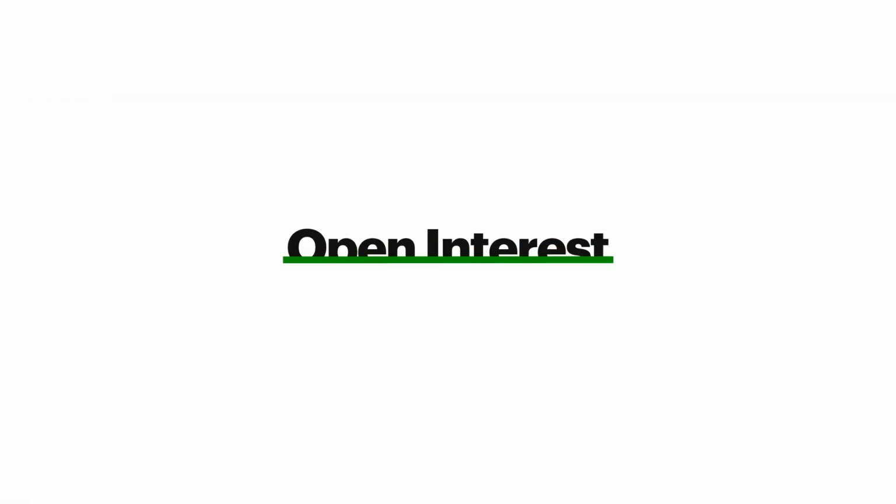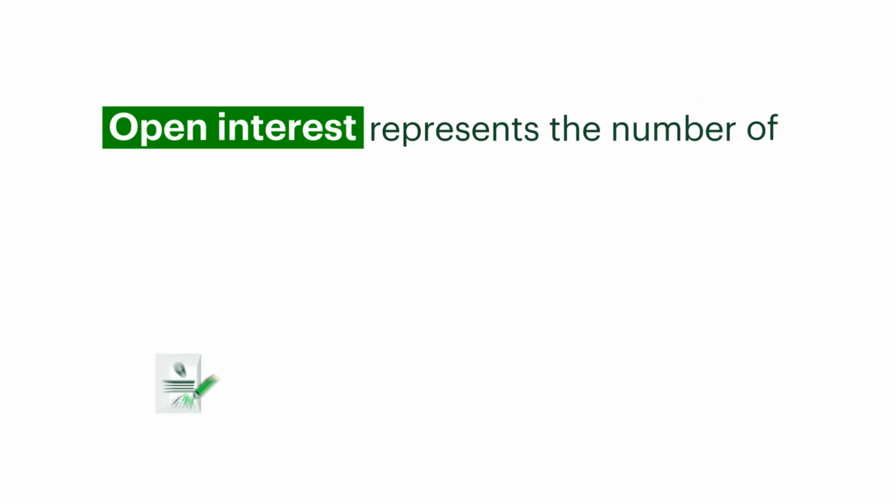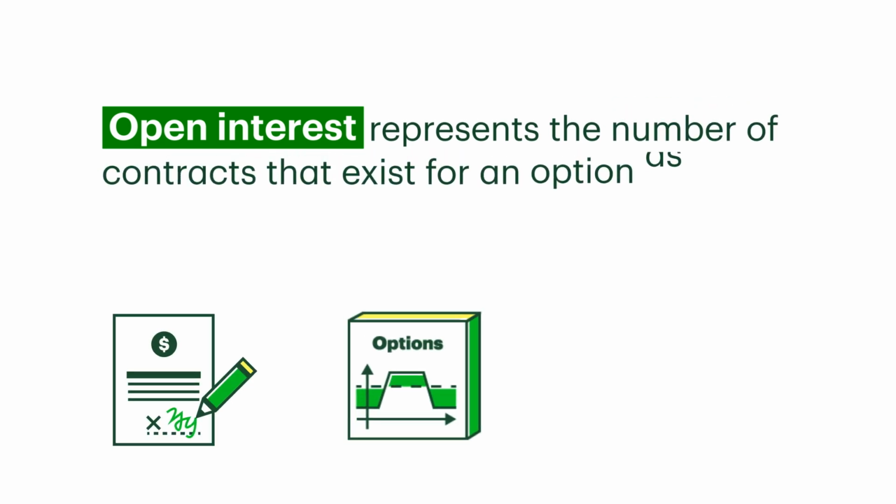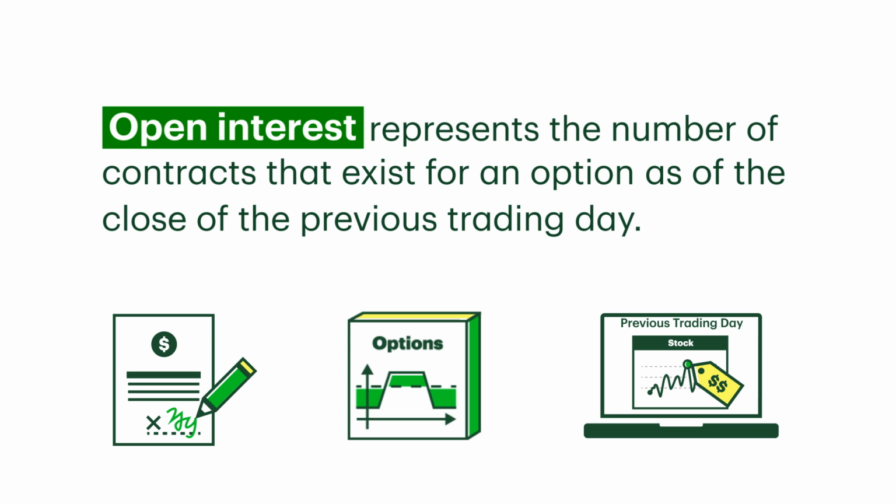By now you've probably gathered that option trading is a fast-paced affair to say the least. So you might be wondering, how does the market keep track of all the contracts whizzing around? Well, it's all tracked using a handy metric called open interest. What's that, you ask? Open interest represents the number of contracts that exist for an option as of the close of the previous trading day.